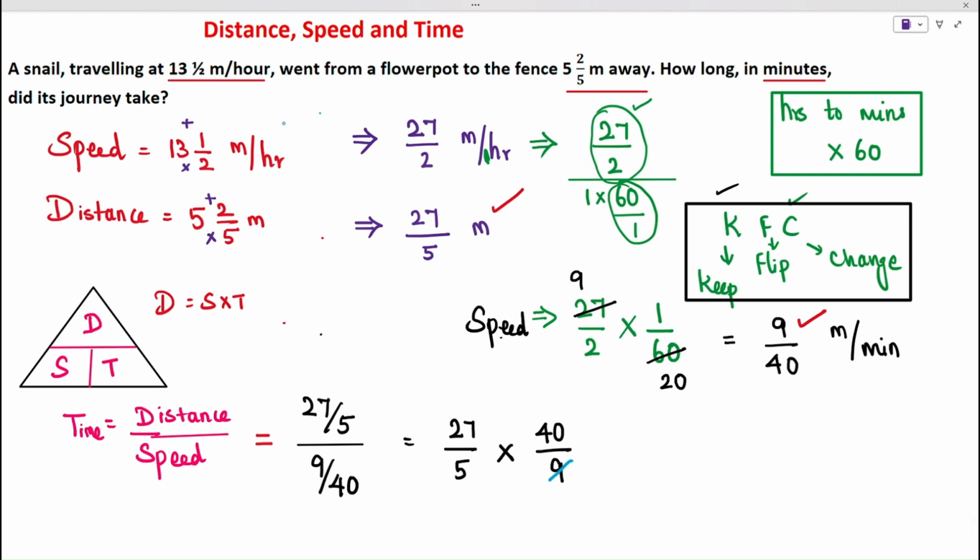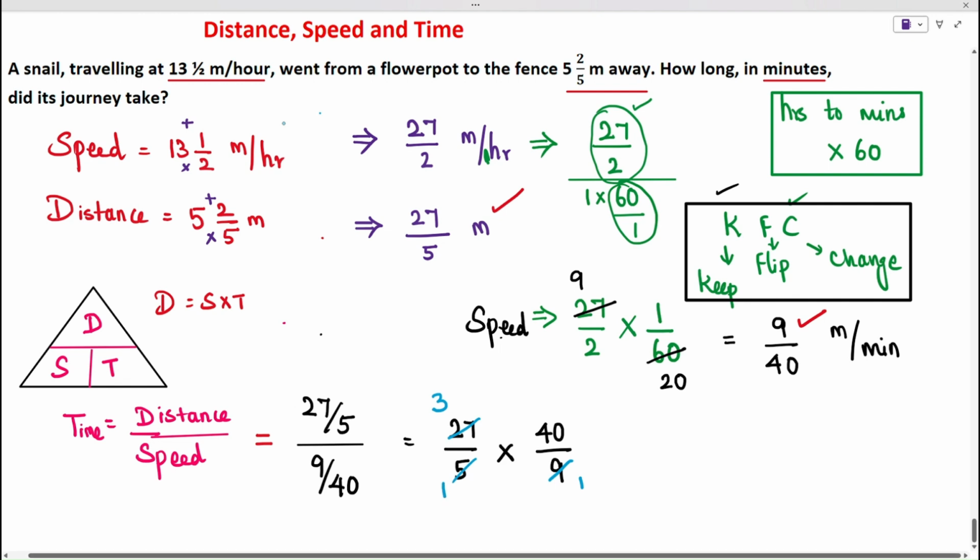We can divide 27 and 9 by 9. So 9 divided by 9 is 1, and 27 divided by 9 is 3. And we can cancel out 5 and 40 by using 5. So 5 divided by 5 is 1, and 40 divided by 5 is 8. Now this leaves us with a nice simple multiplication of 3 times 8, which is 24. And this is in minutes. So this is our time.